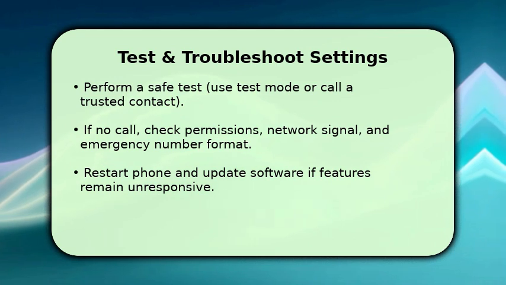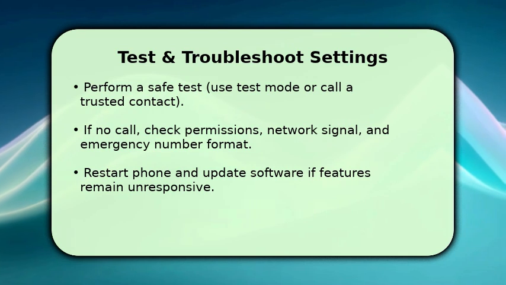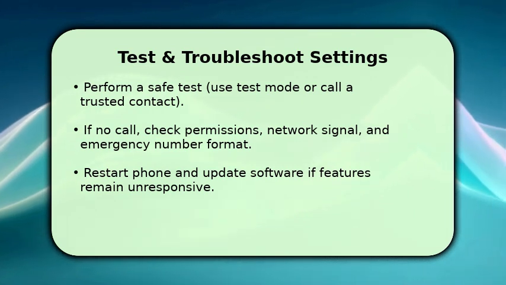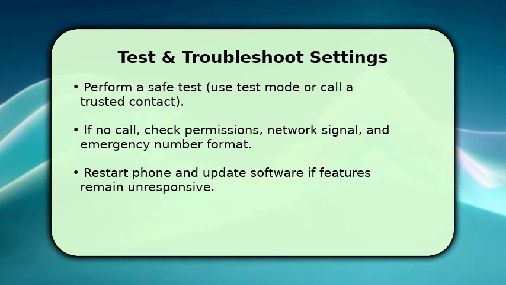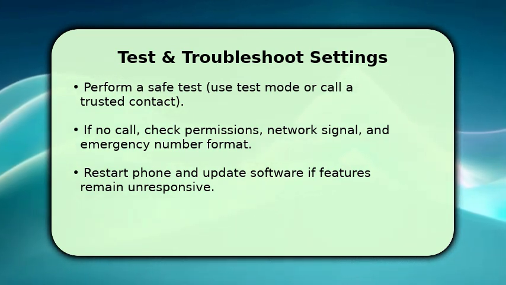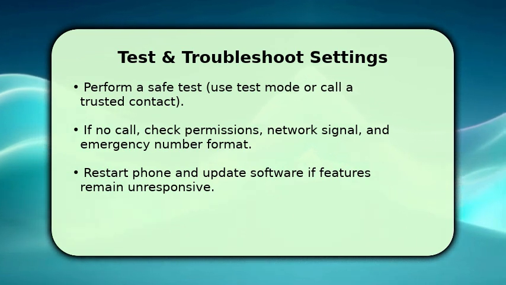If the phone does not place the call, check app permissions, mobile network signal, and that the emergency number format matches your region. Make sure location and phone permissions are allowed. If problems persist, restart the phone and install any system updates. As a tip, re-adding emergency contacts often resolves permission hiccups.